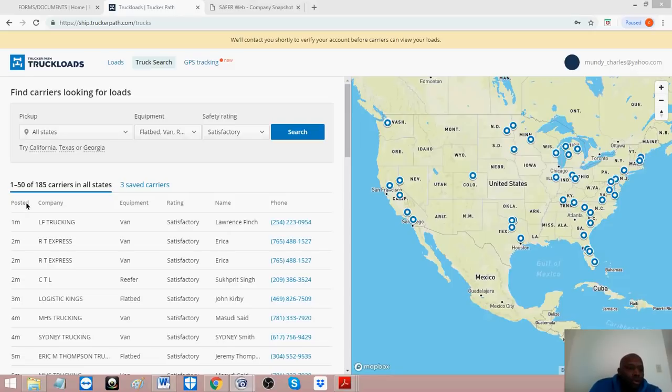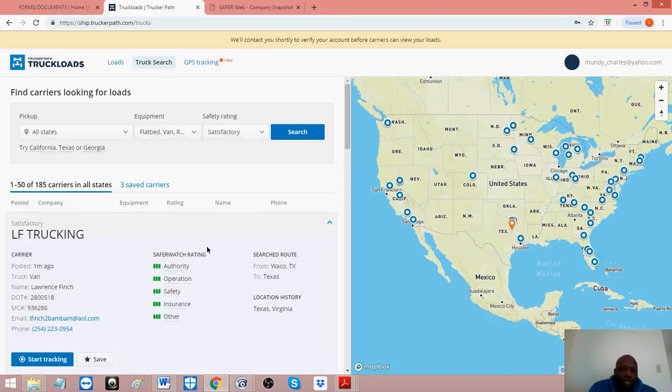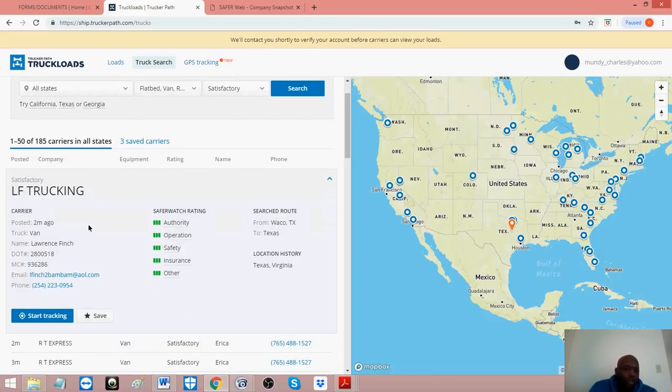So to read this effectively, they posted a minute ago. The company name is this. There's the equipment type. In his case, it is a van. The rating will all be satisfactory because I selected only satisfactory as a rating. Here's the name. It could be a company driver or the name of the company. LF, I'm assuming it stands for Lawrence Finch, and their phone number. Also, if you notice, at the end of each one there's a little drop-down arrow right here. If you click that, it's going to open up and give you more information about the carrier.